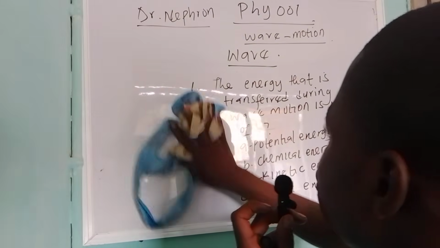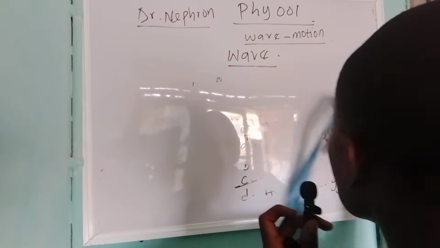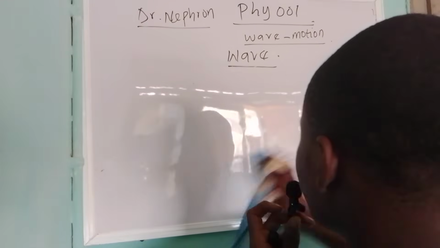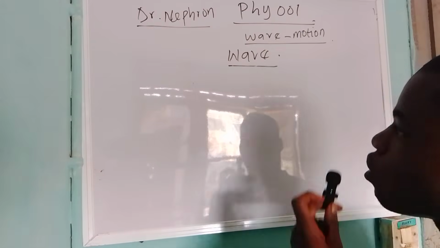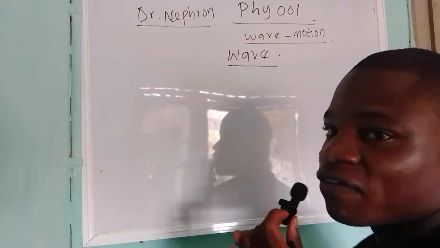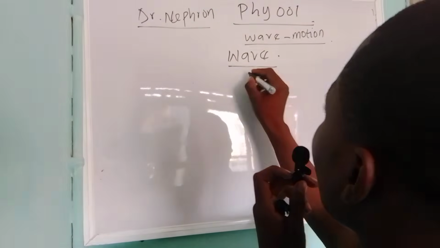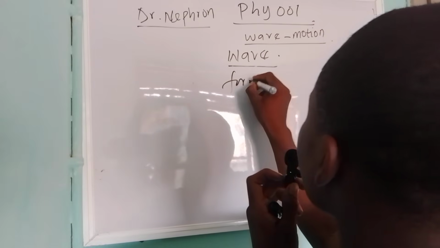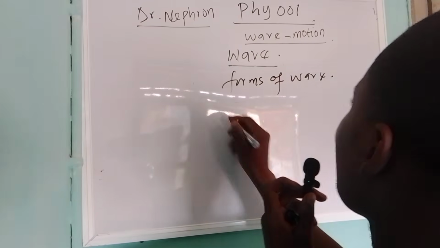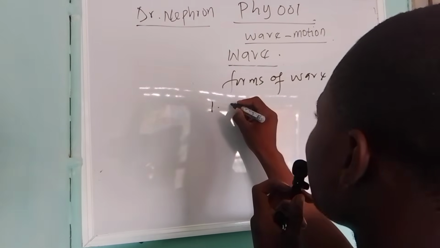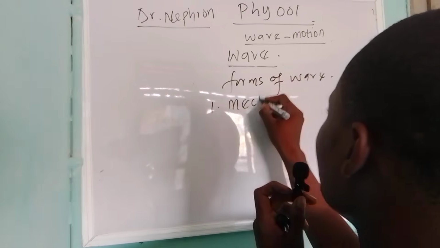Now, let's continue. What are the types, or let's say the forms, of wave that we have? Number one, we have the mechanical wave.